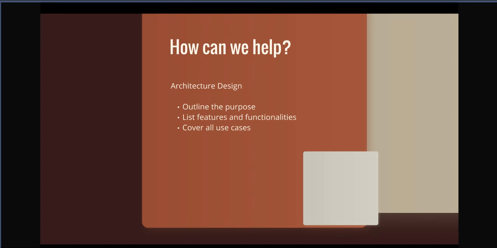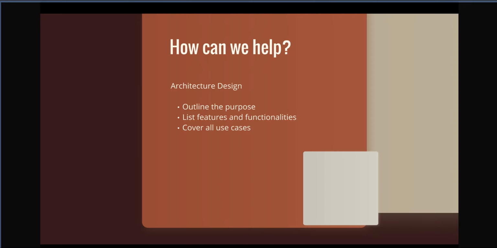Okay. Now, moving on, let's dive a little deeper into how we can help you specifically. As discussed earlier, suite app development includes multiple steps, and we can help you at each and every stage. So, let's try to understand what these various stages are, and how we can help you at each of these steps. I think the first and foremost step is the architecture design.